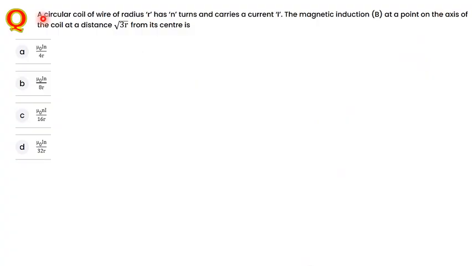Okay, the next problem here is a circular coil. You just consider a coil which is in a circular shape of radius r and has n number of turns, and carries a current I. Now they are asking for the magnetic induction at a point on the axis of the coil, at a distance which they have given as root 3 into r from its center.